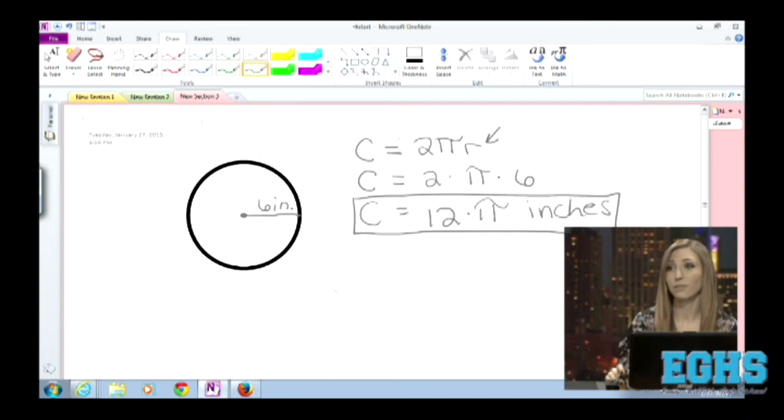And yeah, so that's how you find the circumference of a circle. Does that help? Julie, right? Yeah. Okay. Did that help? Yeah, for sure. It was really easy.